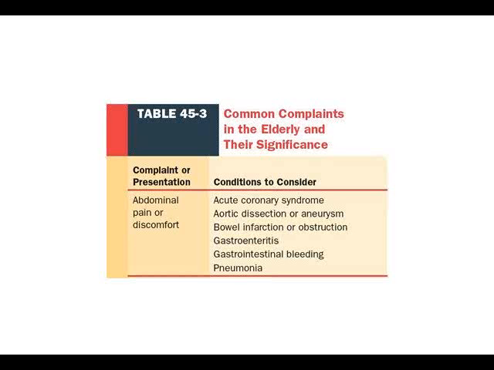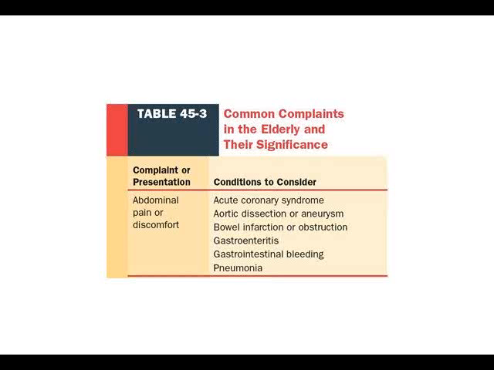So, some common complaints of the elderly and their significance. This chart can be found on 1003 in your text. So they may be complaining of abdominal pain or discomfort. That could be anything from acute coronary syndrome, which is a heart problem, aortic dissection or aneurysm, that could be up in their chest, bowel infarction or obstruction. That's actually pretty common. Gastroenteritis, or basically an inflammation of the gastrointestinal tract. Gastrointestinal bleeding, very, very common in the elderly.